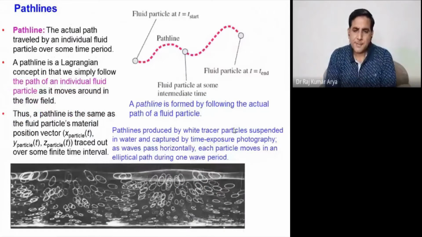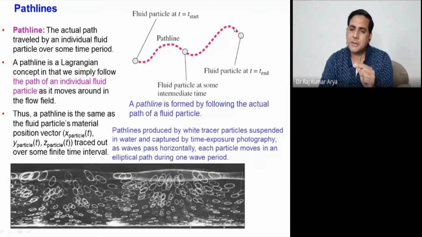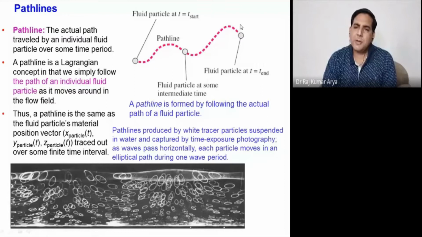Now, next is the path line. Let's say you are tracing the path of an individual particle. So you are focusing on an individual particle. Let's say this is the particle at t equal to 0, or at the beginning. Now you are focusing on where it goes over a period of time. Let's say it has traveled this particular path here, and now it has come to some particular end here. So if you are tracing how it goes, where it goes, this particular thing is called a path line.